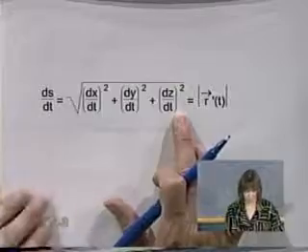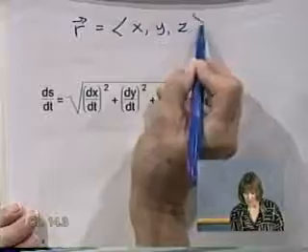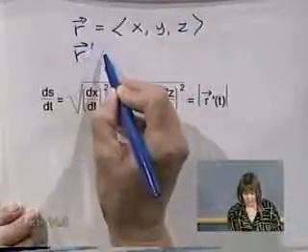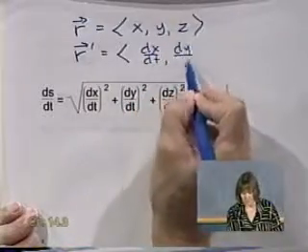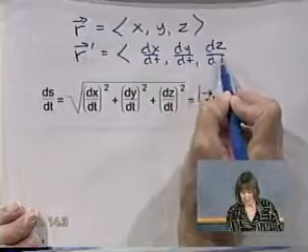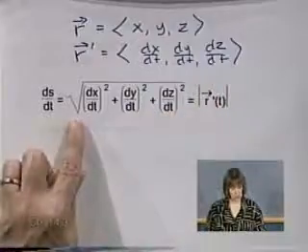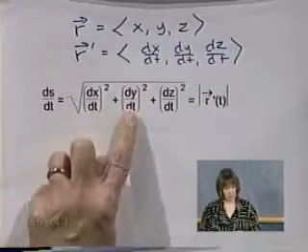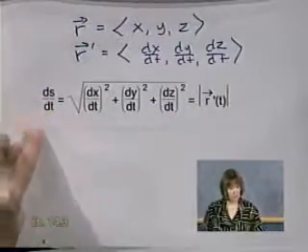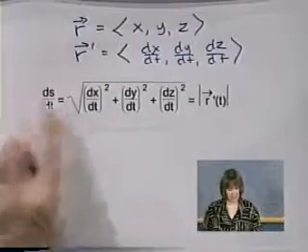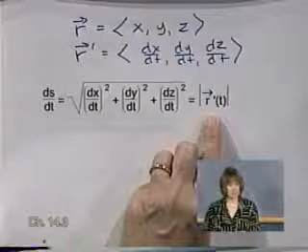But note, r was equal to x comma y comma z in terms of t, and r prime was equal to dx dt comma dy dt comma dz dt. And remember when you wanted to find the length of a vector, what did you do? You took the square root of the x component squared plus the y component squared plus the z component squared. So this, a measure of how the arc length is changing as t is changing, is directly equal to the absolute value of r prime of t.